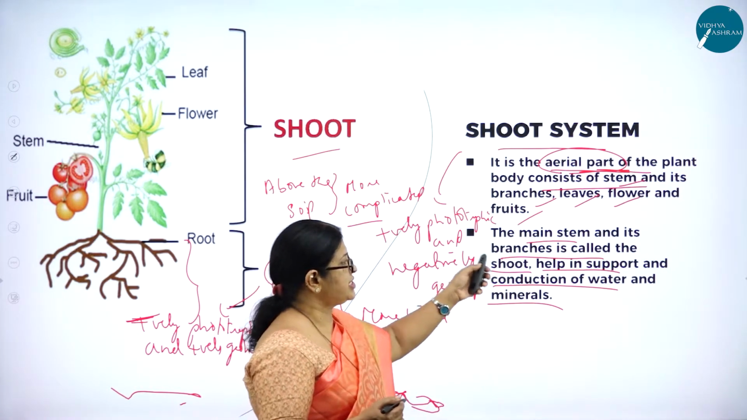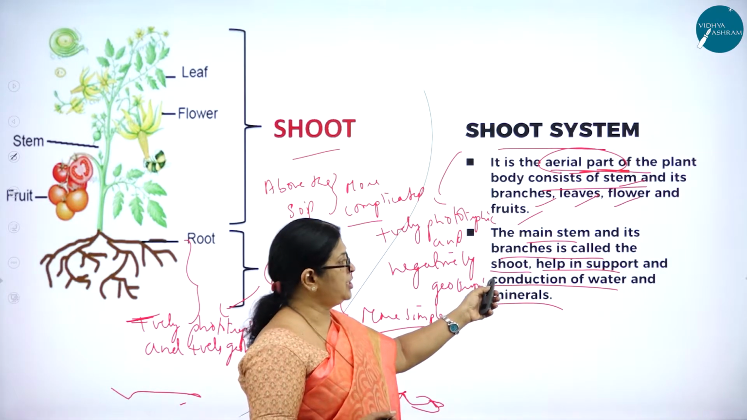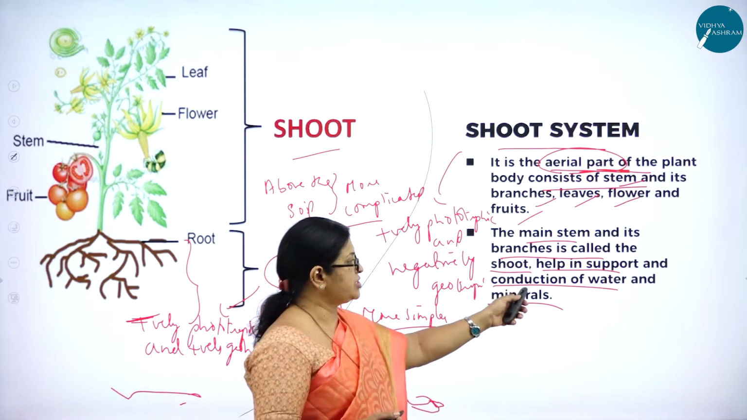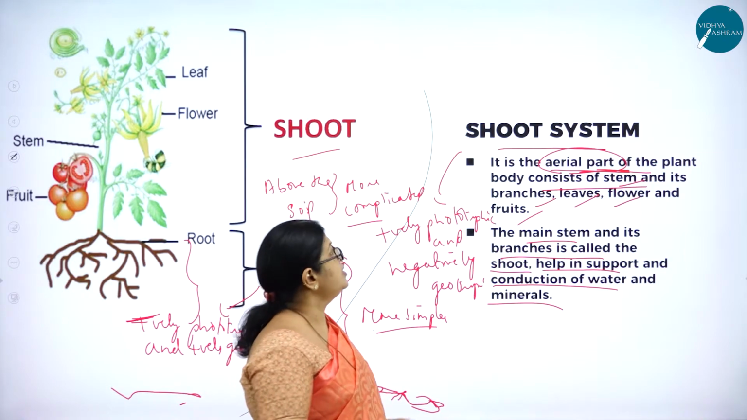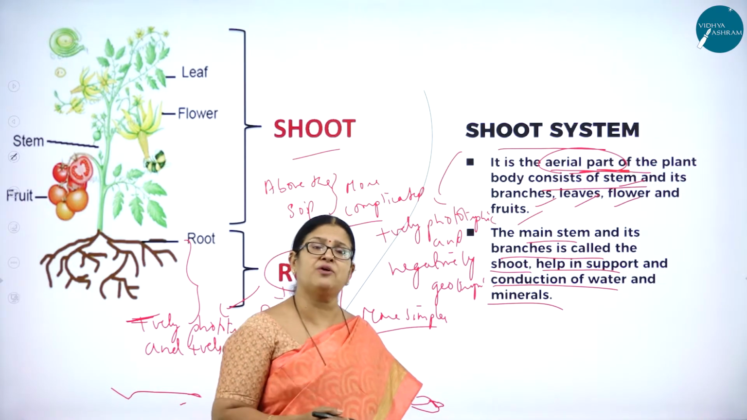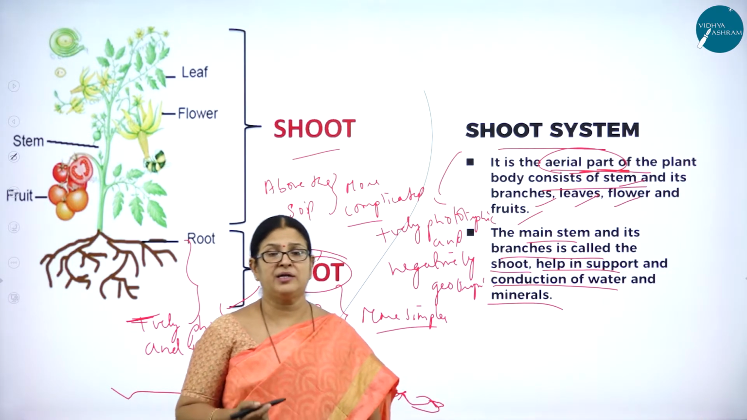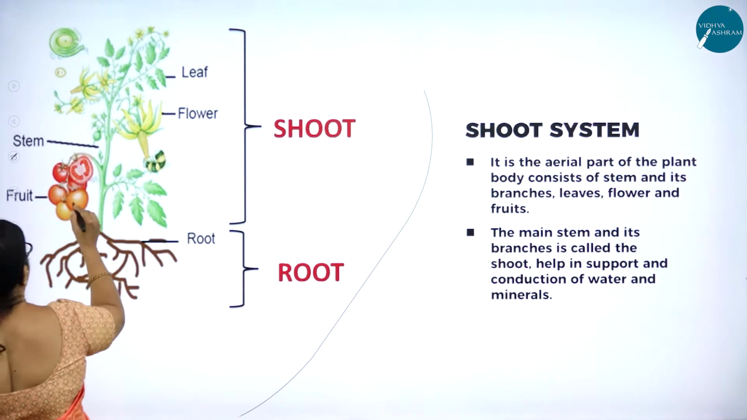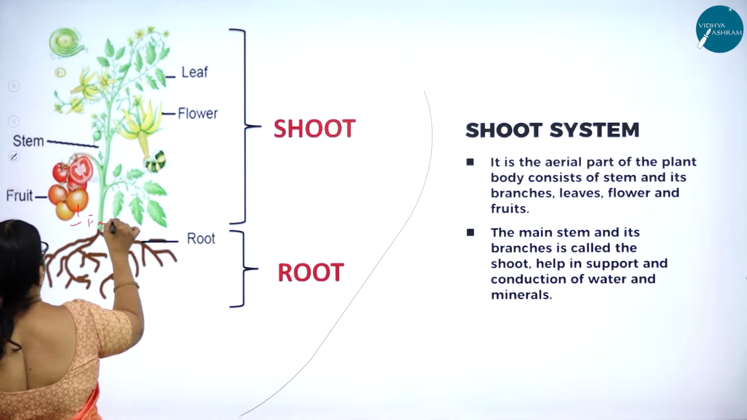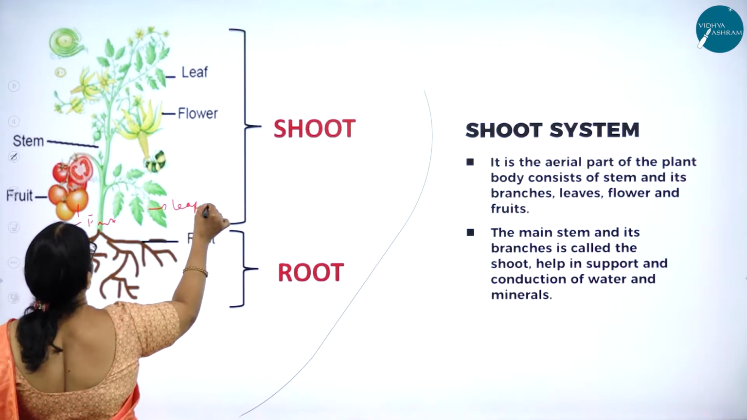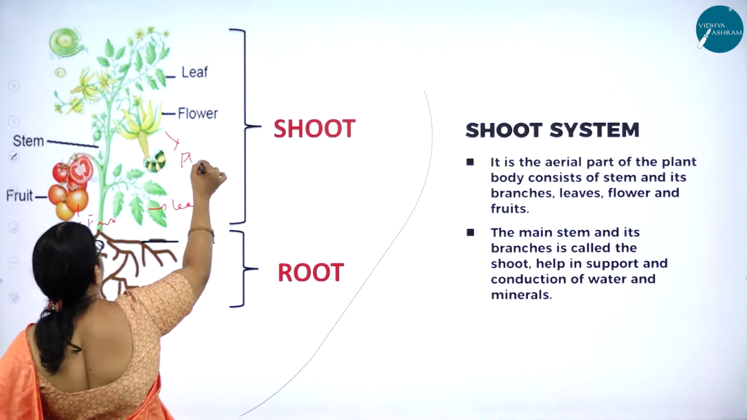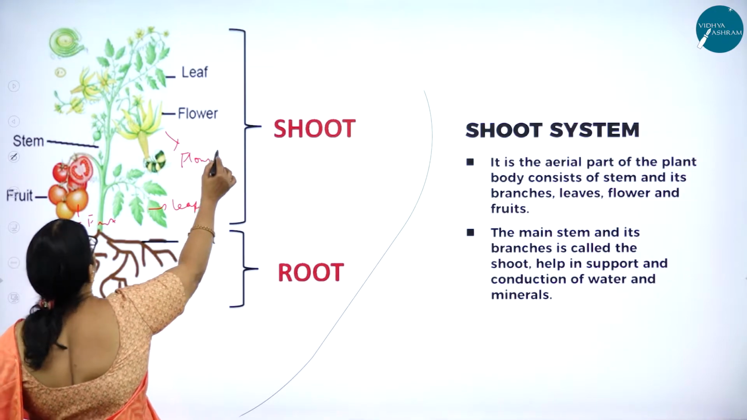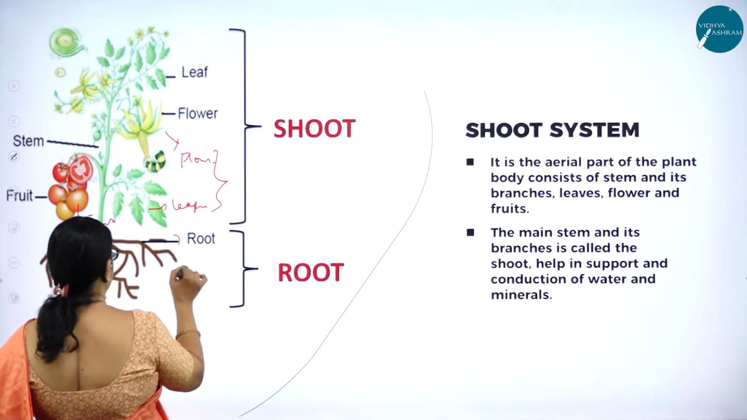So the main stem and its branches is called the shoot, help in support and conduction of water and minerals. The shoot system is also equally a very important part of a plant body, just like the root system. So here you can see the fruits, here you can see the leaves, here you can see the flowers, right? So it is more complicated when compared to the root system.